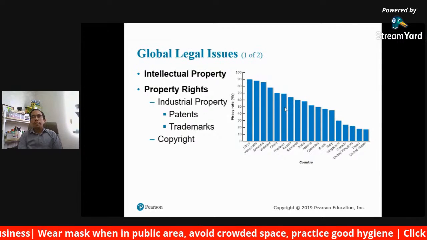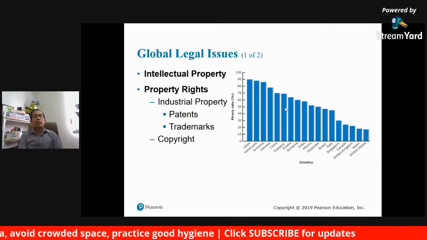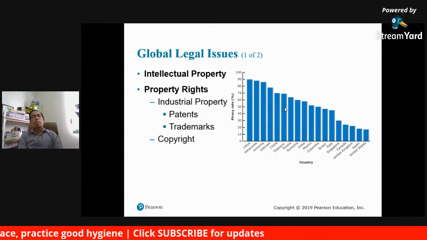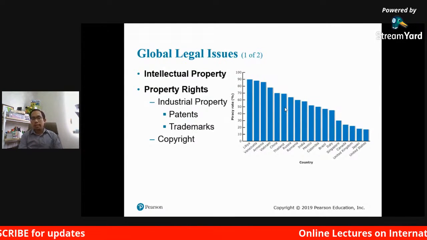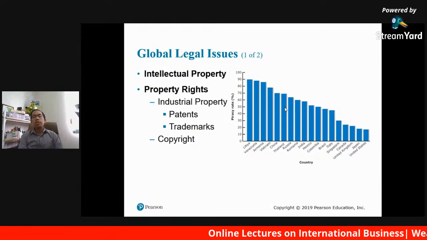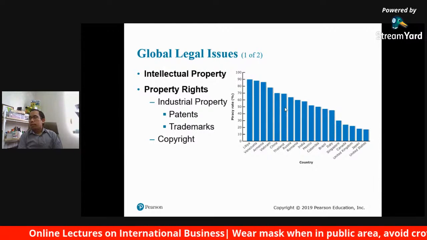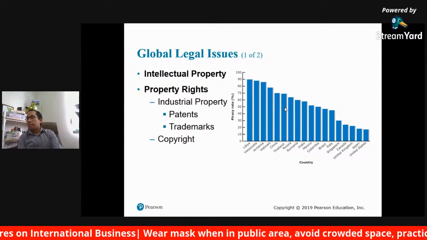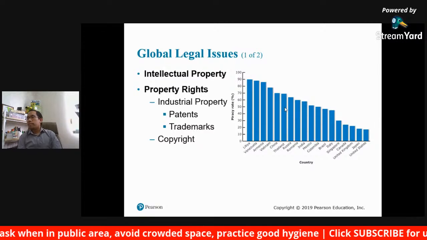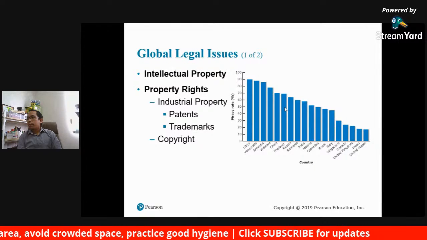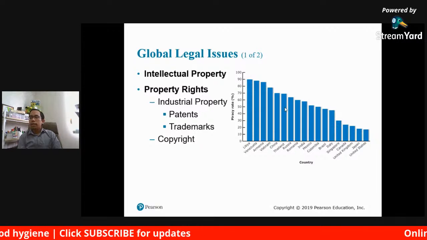Most of the business can be affected if they don't seek protection for their invention. So most national legal systems protect property rights. The second part is the legal right to resources and any income they generate.